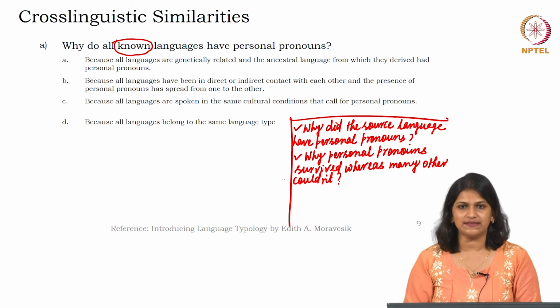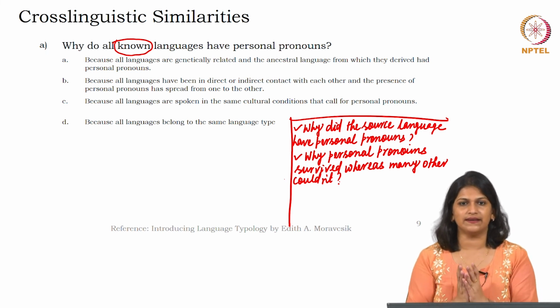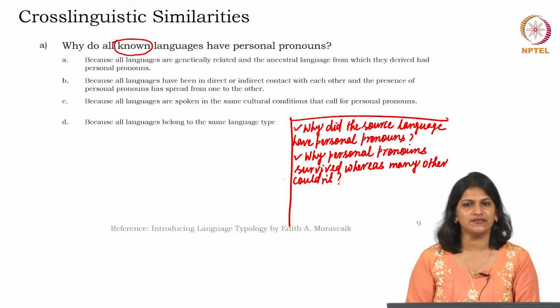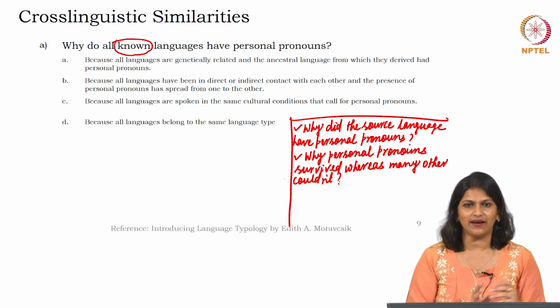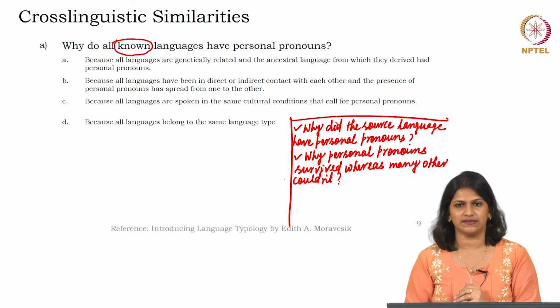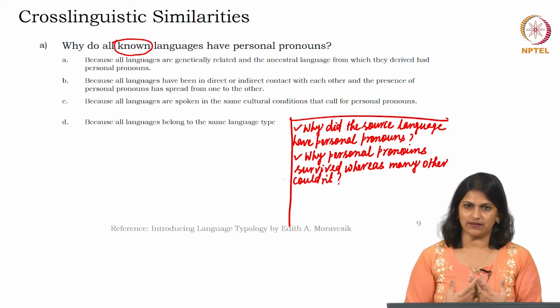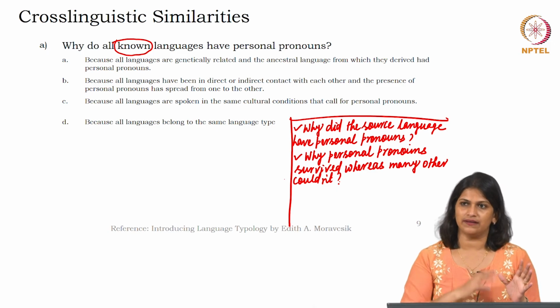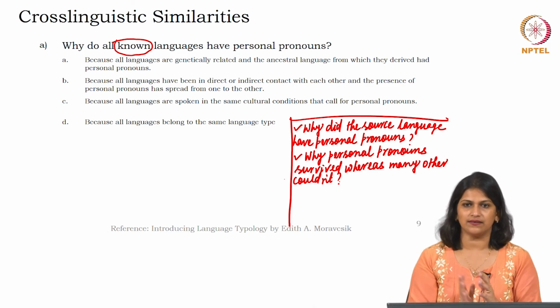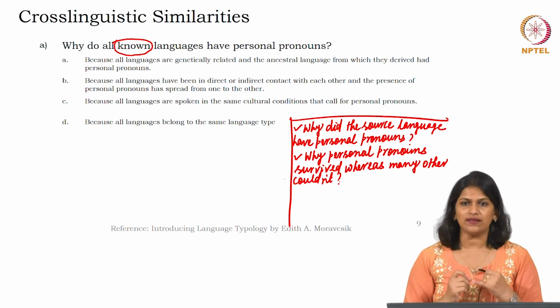The second hypothesis is that perhaps the personal pronouns first evolved in one language and the idea then spread to the other languages. It appeared in one language, but because of language contact and other issues, it then spread to the other languages. This is the second hypothesis. What is the third hypothesis?